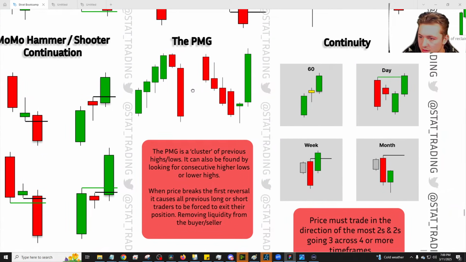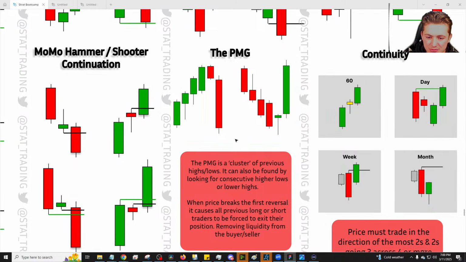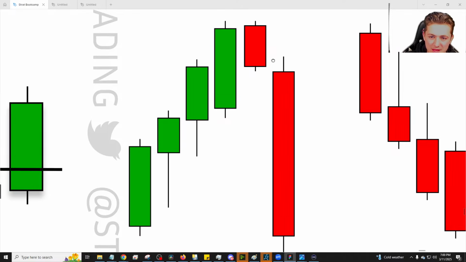The last thing on this page we're going to cover is the PMG. So the PMG is what we call a cluster of previous highs or lows. It can be found by looking for consecutive higher lows or lower highs, or just clustered pivots. What that means is this. You can see we have higher low, higher low, higher low, higher low, higher low. Then we have our reversal signal, the inside bar signal, followed by a 2 down, 2 up, 1 2 down reversal. Back through all these higher lows.